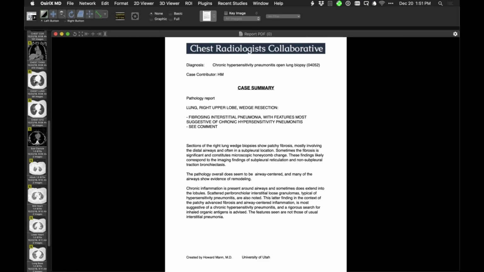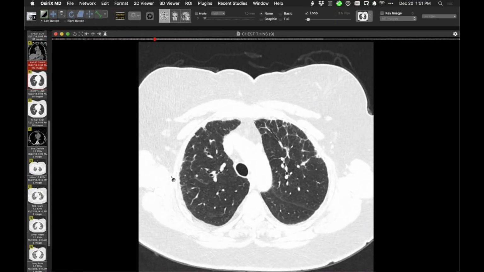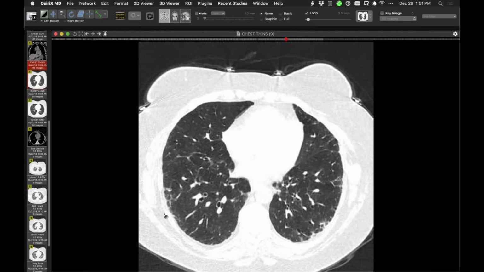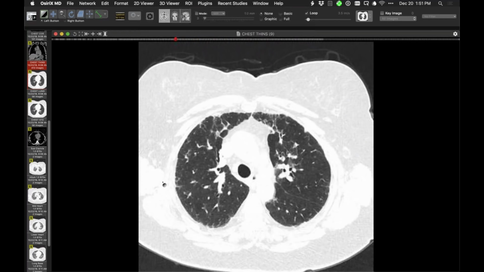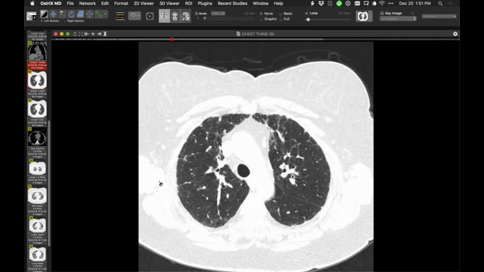I don't know that the antigen is known in this person, but I presume Jeff and Dave would agree. David would agree that this is a nice chronic hypersensitivity pneumonitis. Absolutely. Yep. Nice imaging pattern.